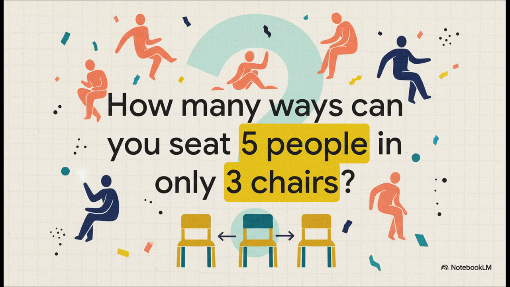So here's the puzzle we're going to tackle together. Picture this. You've got 5 friends, but you've only got 3 chairs. How many different ways can you arrange them? And yeah, the order matters. So having person A in the first chair is totally different from having them in the second. That's the puzzle we're going to break down.